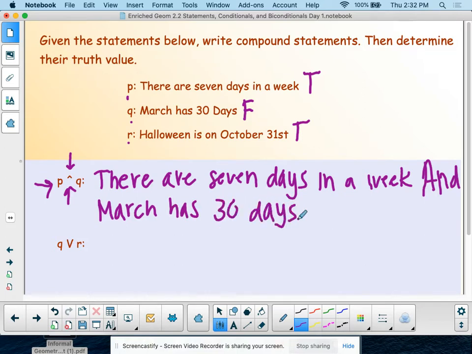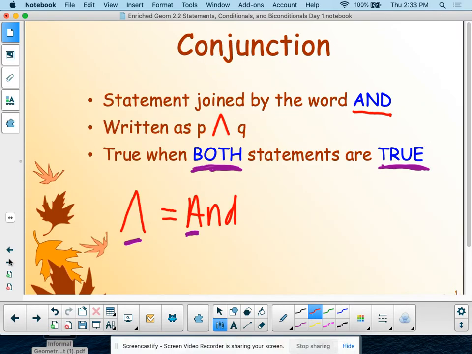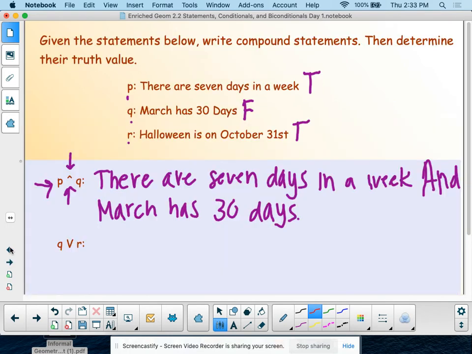And now we need to decide if this is true or false as an overall statement. Now if you go back, a conjunction, both statements have to be true, right? Both of them need to be true in order for the whole thing to be true. So if we look here, are both of these true? Well, we know that P is true, but Q is false. So therefore that means this whole statement is false. It's not true.